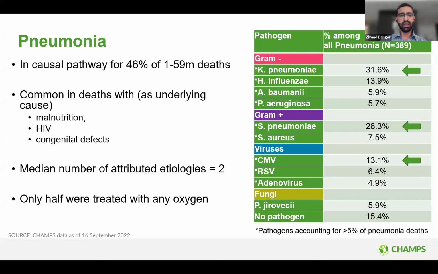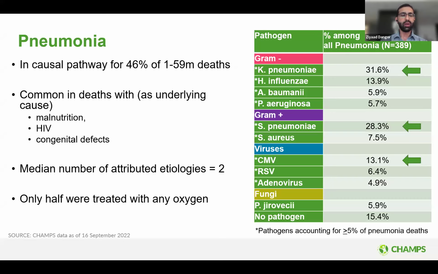Importantly, again, when we looked at the median number of attributable etiologies, meaning organisms, the median number was 2, which means that you're likely to have more than one organism coming up, again speaking to that point of polymicrobial infection. And I think more and more we're realizing this as a reality. Not really common in South Africa, but some of the sites showed that only half of the children got onto oxygen, and you can see that can be a really modifiable factor.